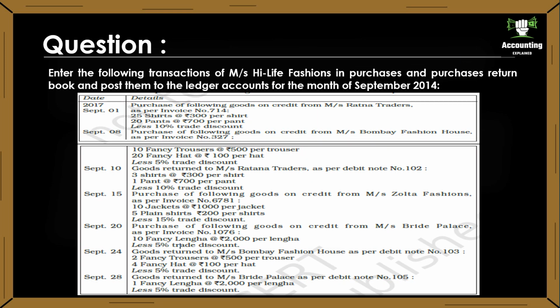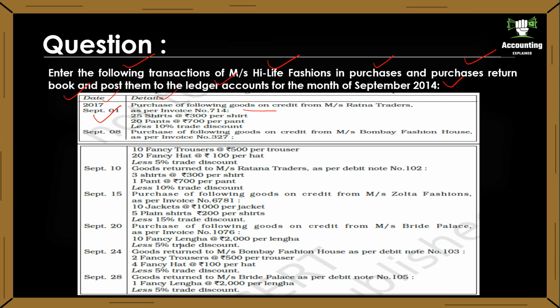Let us solve a question on the purchases journal book and purchases return journal book. The question is as follows. Enter the following transactions of Messrs. High Life Fashions in the purchases and purchases return books and post them to the ledger accounts for the month of September 2014.